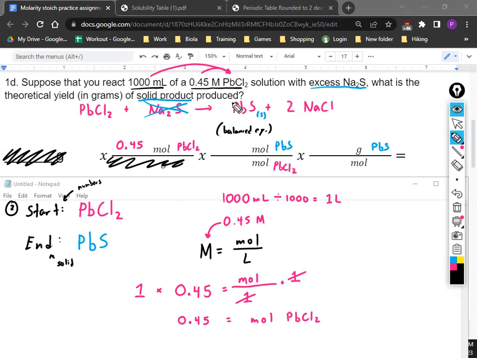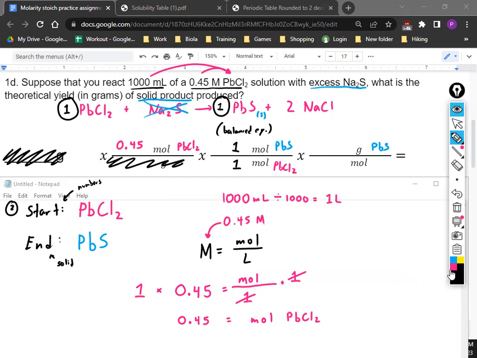So if we look at PbS in the equation, what number is in front of PbS? Yeah, it's 1 because it's blank. So we put a 1 next to PbS. What number is in front of PbCl2? 1. So we put a 1 on the bottom.